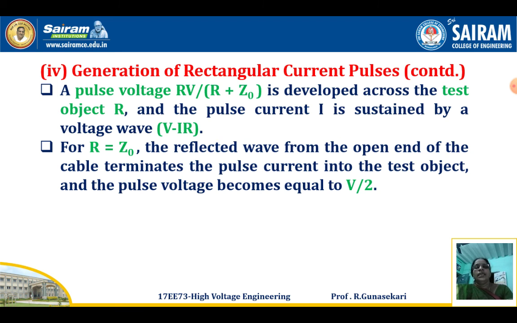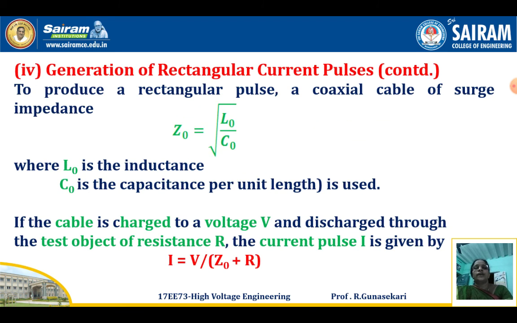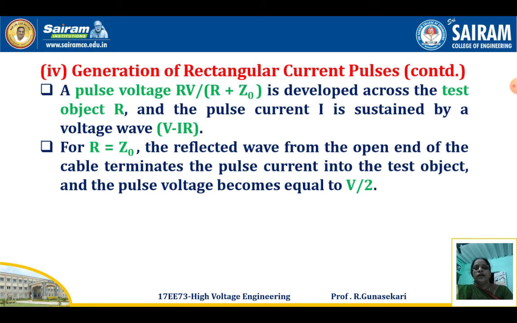Then a pulse voltage RV divided by (R plus Z0) is developed across the test object R, and the pulse current I is sustained by a voltage wave V minus IR. Suppose R equals Z0, where Z0 is the coaxial cable surge impedance. Then the reflected waveform, the open end of the cable, terminates the pulse current I into the test object R, and the pulse voltage becomes equal to V by 2 only.